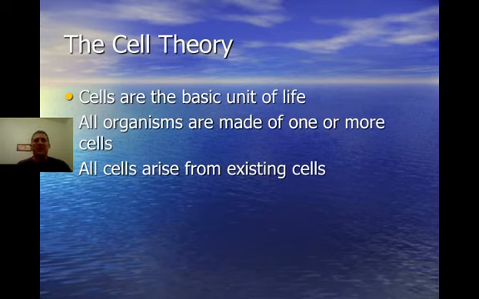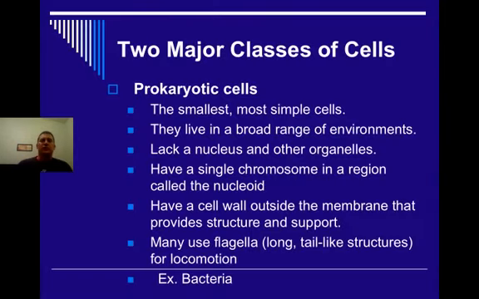We know that a cell's not going to mysteriously pop out from this computer, and this computer is suddenly going to become a living thing. Okay, so cells can only come from other cells. There's two major classes of cells.